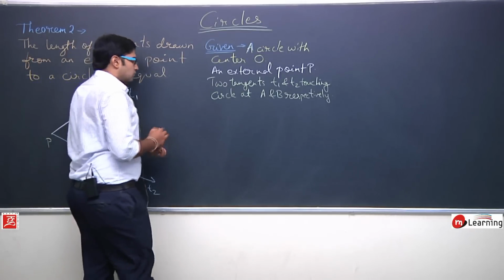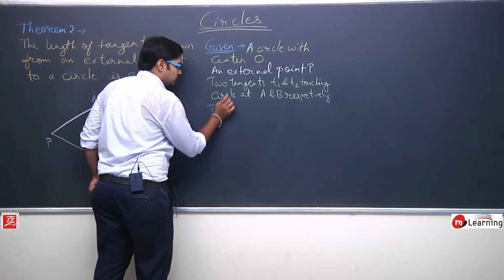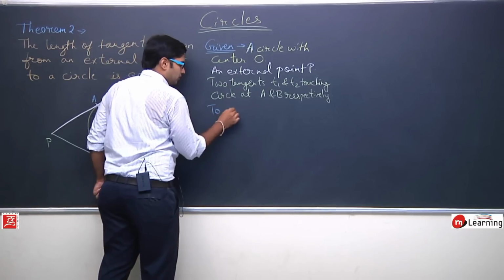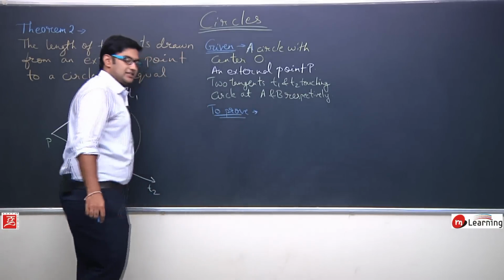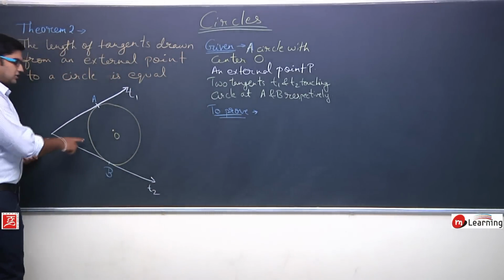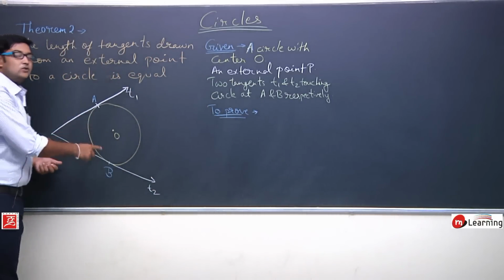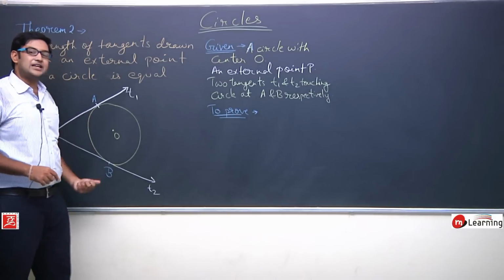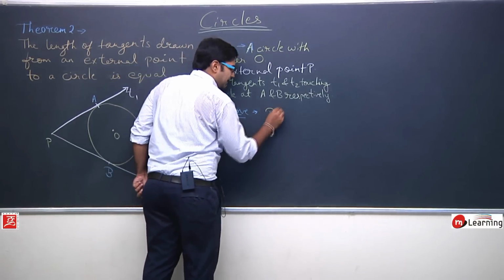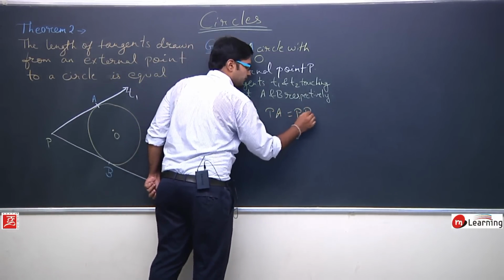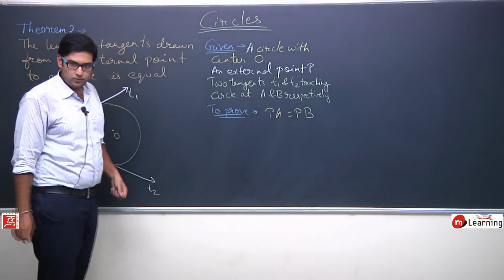Now to prove, what do we need to prove? We need to prove this theorem. So what does the theorem say? The theorem says the tangents drawn from this external point are equal in length. So these 2 tangents are equal, that is what we need to prove. So to prove, we need to prove PA is equal to PB. This is what we have to prove.